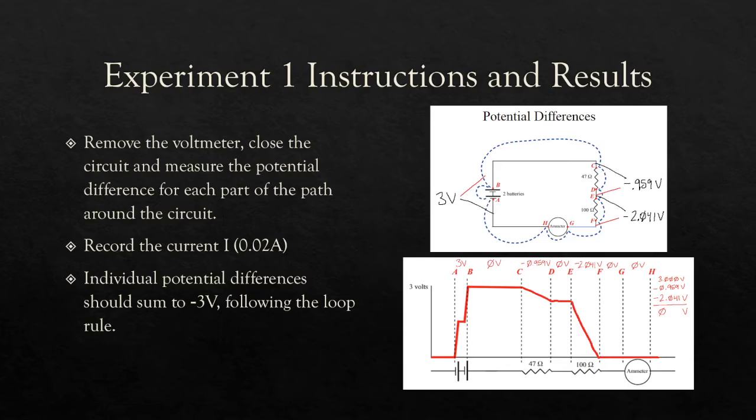I then also calculated the potential difference in the circuit, and went from 3 volts, change of 0 volts, negative 0.959 volts from C to D, 0 volts from D to E, negative 2.041 volts from E to F, 0 volts from F to G, and 0 volts from G to H. And that follows the loop rule because it sums up to 0 volts.